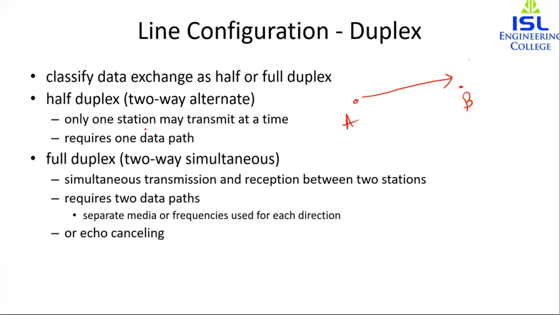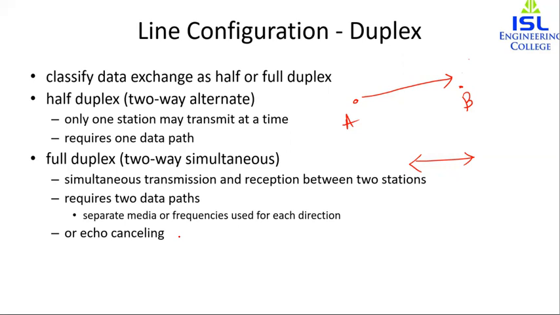So only one station may transmit at a time and it requires one data path. In the case of full duplex, both A and B can simultaneously. So this is basically in this way: simultaneous transmission and reception between two stations, and it requires two data paths, that is, the frequencies of those transmission links or the line configuration must be different, or it may even cause echo cancelling.